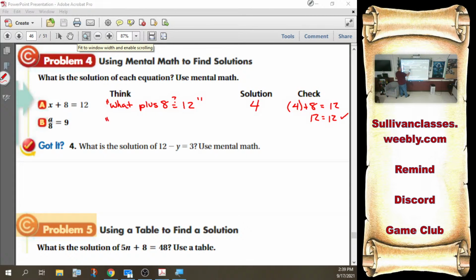This asks the question, what divided by 8 is 9? It asks the question. 17? No. Okay. 72. And you check it and you say 72 over 8. Is that actually 9? Grab a calculator if you need to. 9 is 9. Yay, I win. That's a really terrible 9.